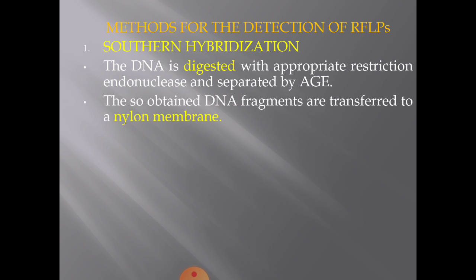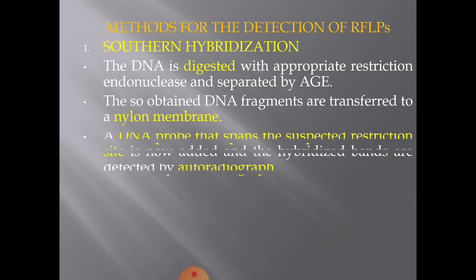Then the DNA fragments obtained after subjecting them to agarose gel electrophoresis, you can shift these DNA fragments to a nylon membrane. Okay, nylon membrane. Then a DNA probe that spans the suspected restriction site is now added, and the hybridized bands are detected by autoradiograph. I'll show the diagram a little later in the next slide.